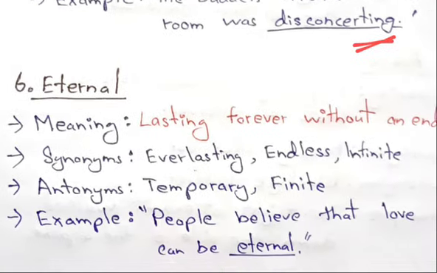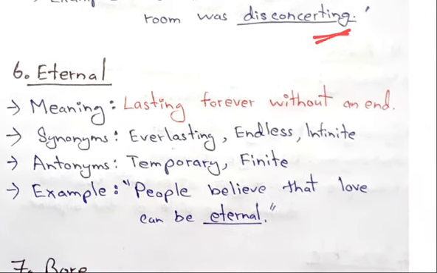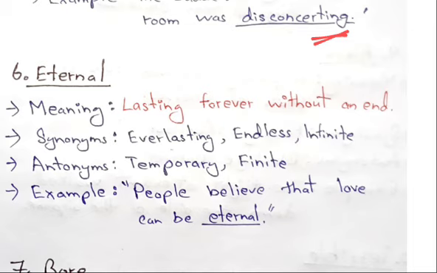Next one is eternal, lasting forever without an end, यानी जो अनंत है, जो शाश्वत है. Synonym इसका होगा everlasting, endless, infinite. Antonym है temporary and finite. We can use this as people believe that love can be eternal. Also, we can say our soul is eternal.